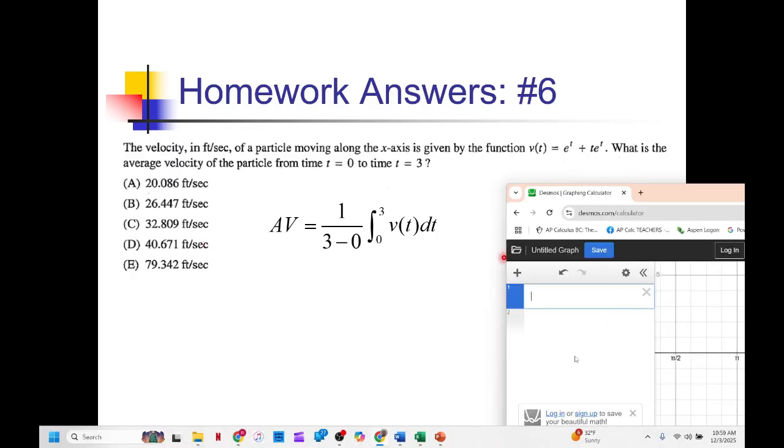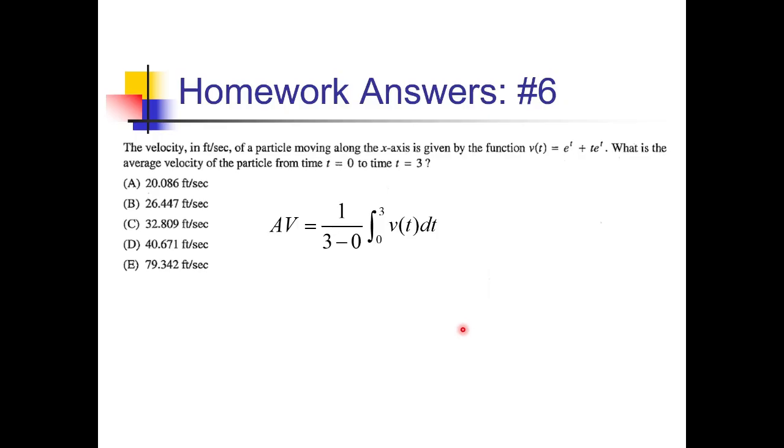So on my calculator, let me first enter v of t in there. So we have v of t equals e to the t plus t e to the t. And then let me just do 1/3 times the integral from 0 to 3 of v of t dt. And our average value for the velocity is 20.086, which gives us choice A.